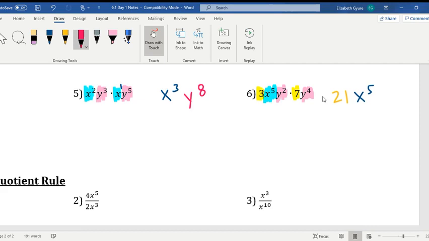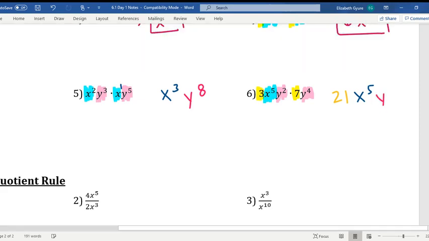Yep, I add them. So I'll have y to the what? 6. So I did my 3 times 7 is 21. X to the 5th had nobody to combine with, so I just brought them with me. And then y squared times y to the 4th is y to the 6th, because my rule is to add. And that's my final answer.